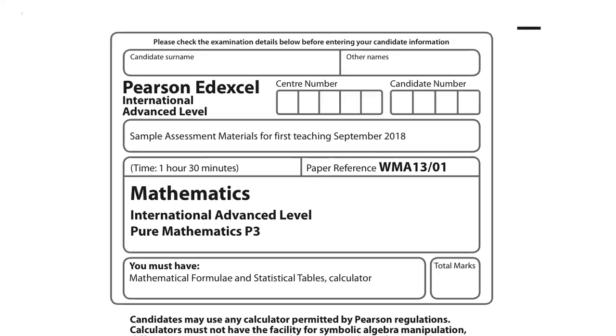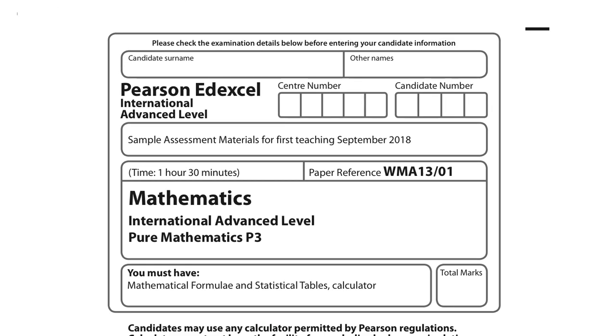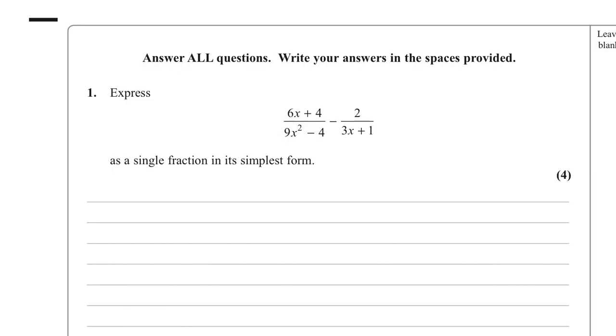Right, so another walking, talking mock, and this time we have the sample assessment. So these questions have been taken from previous exams. So yeah, let's go through them. Okay, question 1. Express this fraction as a single fraction in its simplest form.